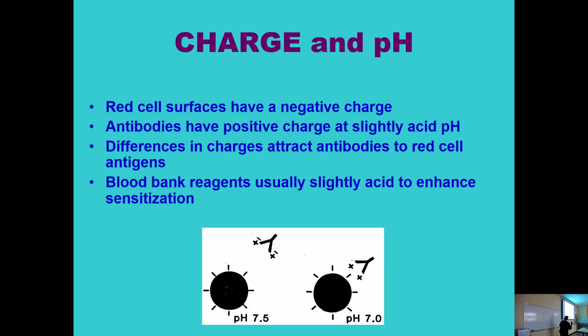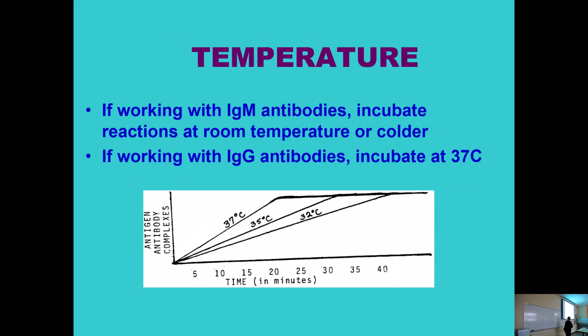Charge and pH. Red cell surfaces all have a negative charge around them. The antibodies have a positive charge at a slightly acidic pH. So all of our reagents are going to be slightly acidic. Differences in charges attract antibodies to the red cell antigens, and because of that, as I said, blood-based reagents are usually slightly acidic to actually enhance that reaction. So you can see here that this one is slightly basic, it's going to repel. This one is slightly acidic, it's going to help.